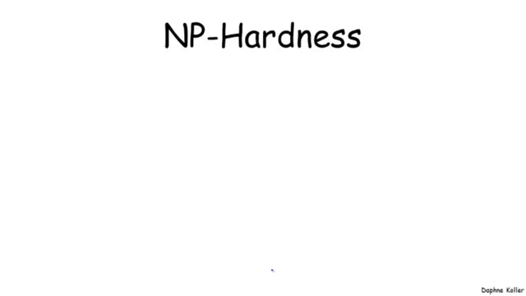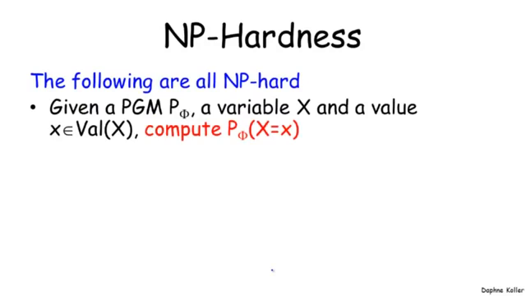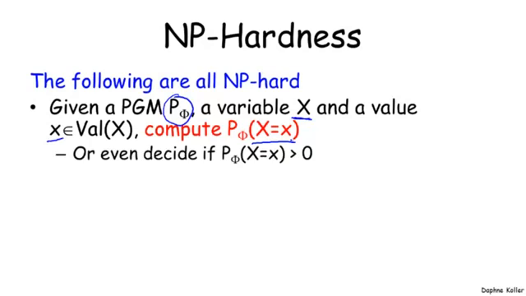Well, first, the basic problem of exact inference in a PGM is NP hard. So given a PGM P of phi defined by a set of factors phi and a particular target variable x and a value little x, computing the probability of the event x equals little x is NP hard. In fact, even a simpler special case of this problem, one where we just want to figure out whether this probability is even positive, that too is NP hard.